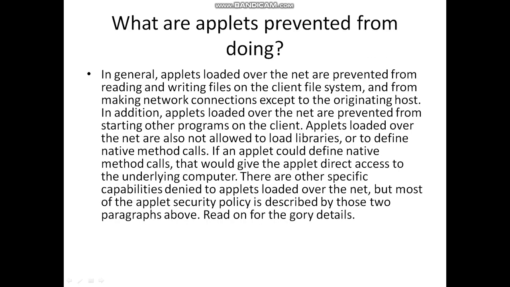Okay. What are applets prevented from doing? Generally, applets loaded over the net are prevented from reading and writing files on the file system and from making network connections except to the originating host. In addition, applets loaded over the net are prevented from starting other programs on the client. Applets loaded over the net are also not allowed to load libraries or to define native method calls. If an applet could define native method calls, that would give the applet direct access to the underlying computer. There are other specific capabilities denied to applets loaded over the net, but most of the applet security policy is described by these two paragraphs.